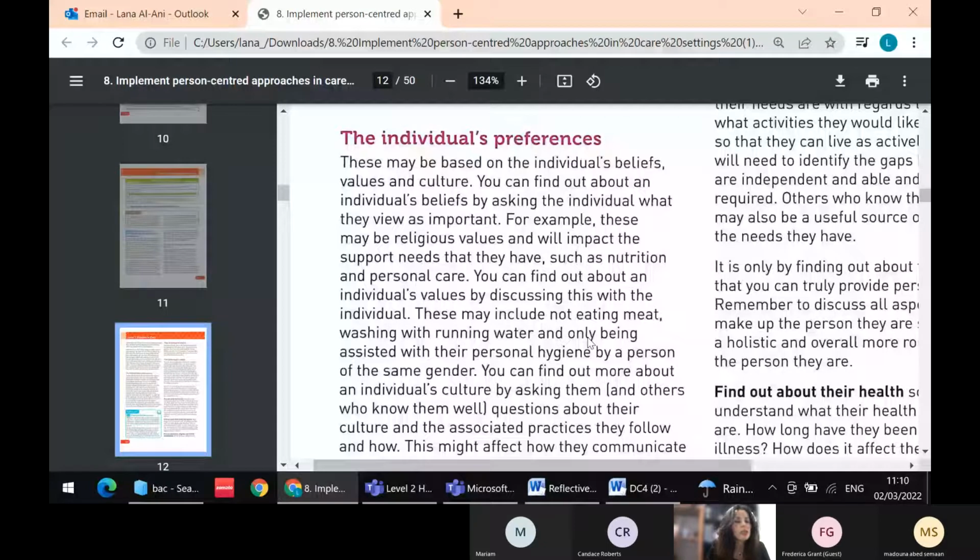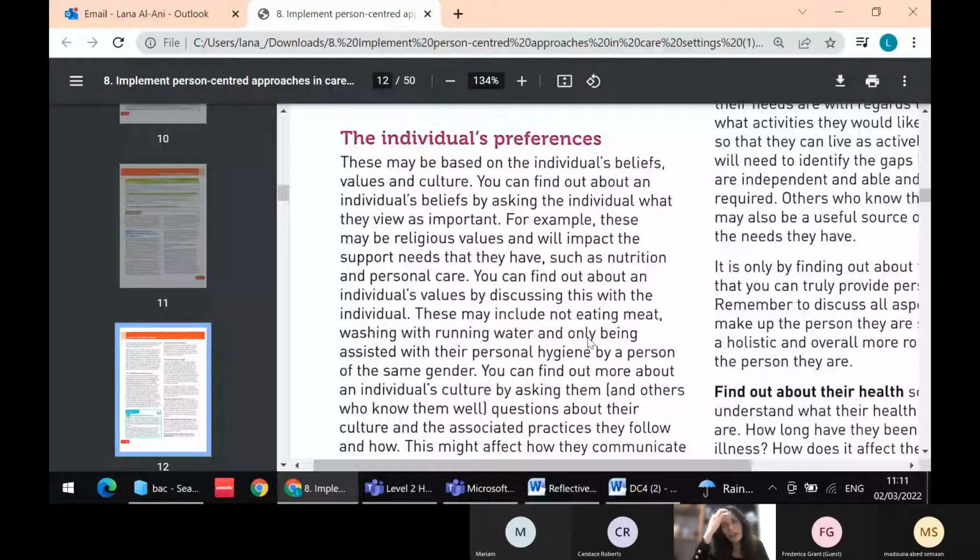They may include, for example, whether or not they eat meat. If they are vegetarian, they will tell you. If they don't drink any kind of milk because they are allergic to all dairy, they will tell you exactly how they live their life. You can find out more about the individual's culture, for example, how they used to live their life and how they live their life right now as well.